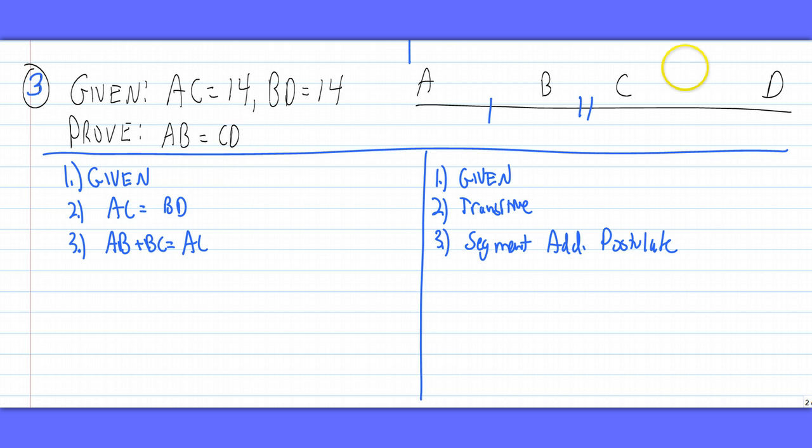Likewise, I'm going to look at the entire length, the fact that I have BD equal to AC, so I could say that CD plus BC is equal to BD. This segment CD plus BC is equal to the length of segment BD. That's also the segment addition postulate. Step number 4, I'm going to look at what I have in the proof so far.